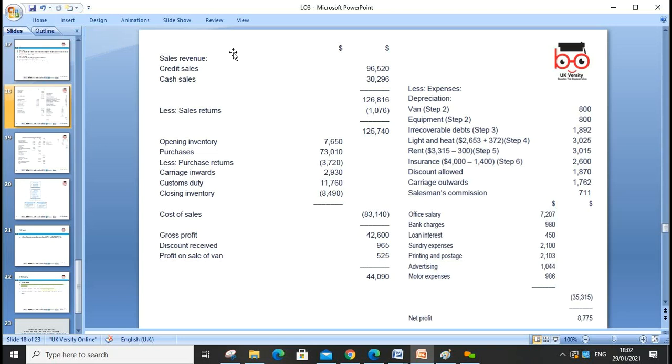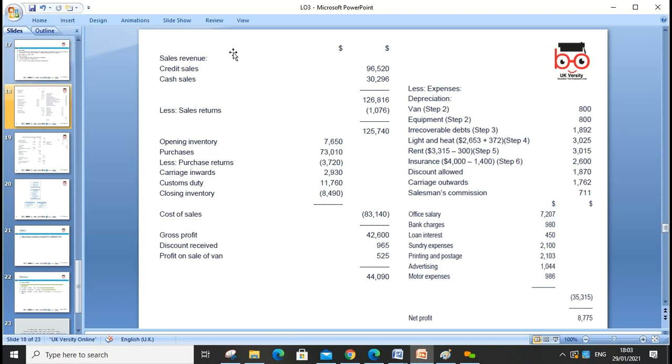We've been given opening inventory, we've been given purchases in the trial balance. We minus purchase return, we add carriage inward, we add custom duty if we are buying from abroad, and we minus closing inventory. So my cost of sales is this. We sold it for this and it cost me this, and this is my gross profit. Yes.